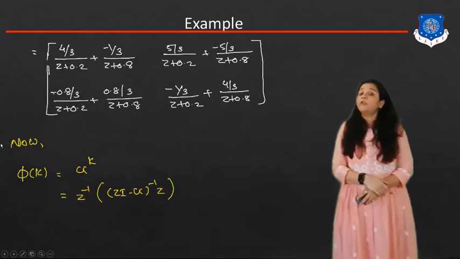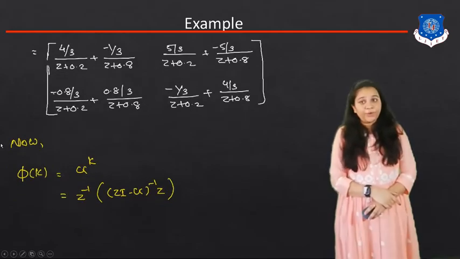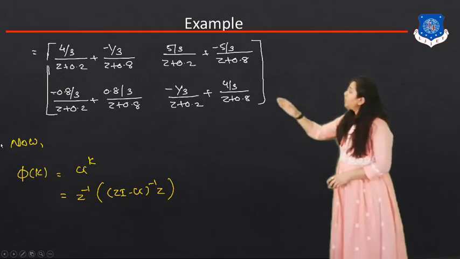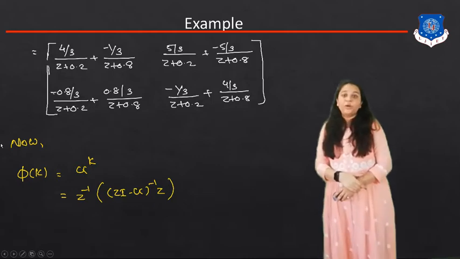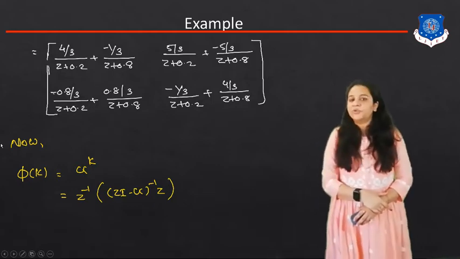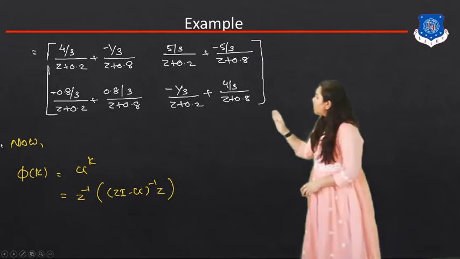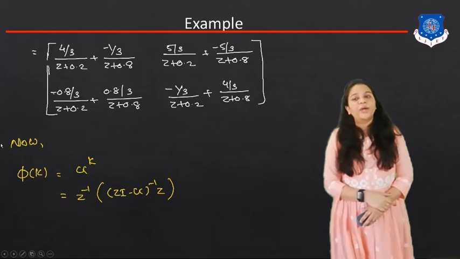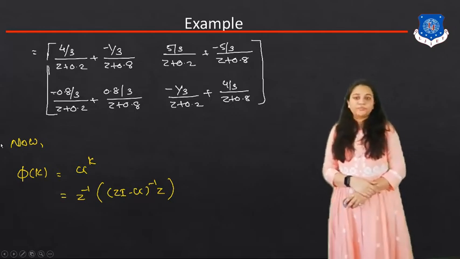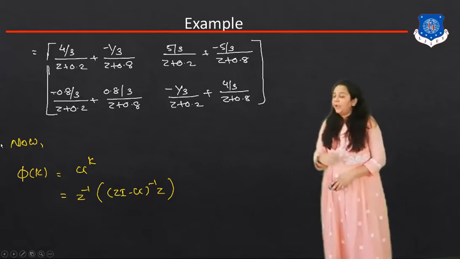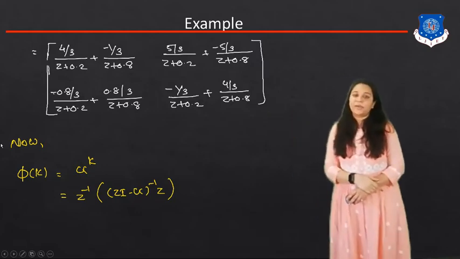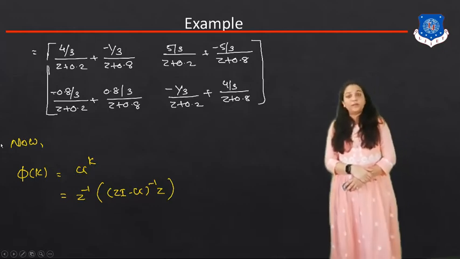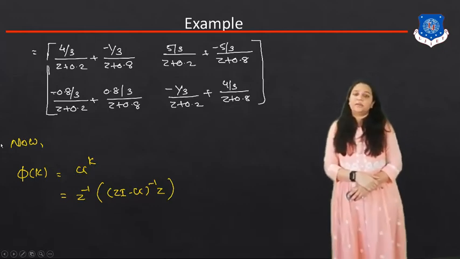So we can get 4 by 3 upon Z plus 0.2 plus minus 1 by 3 upon Z plus 0.8. The second term is 5 by 3 upon Z plus 0.2 plus minus 5 by 3 upon Z plus 0.8, and the third term is minus 0.8 by 3 upon Z plus 0.2 plus 0.8 by 3 upon Z plus 0.8, and the fourth term is minus 1 by 3 upon Z plus 0.2 and plus 4 by 3 upon Z plus 0.8. So this is the answer of ZI minus G inverse.